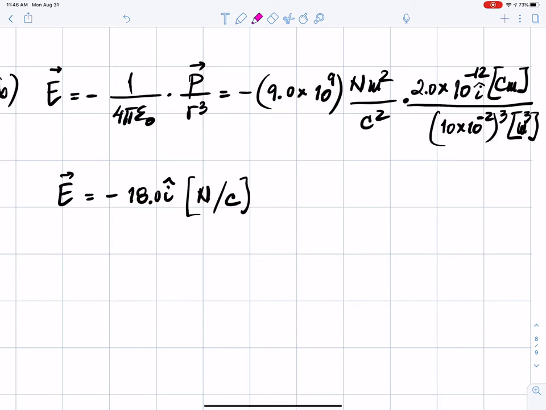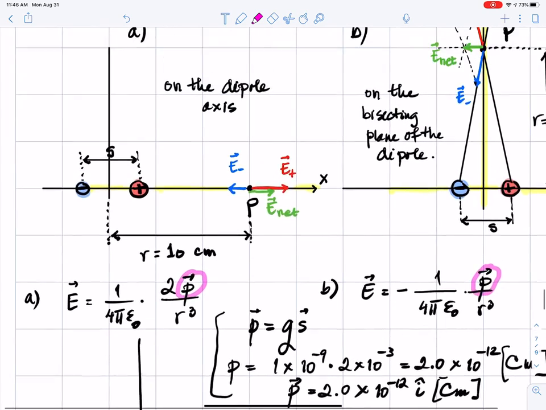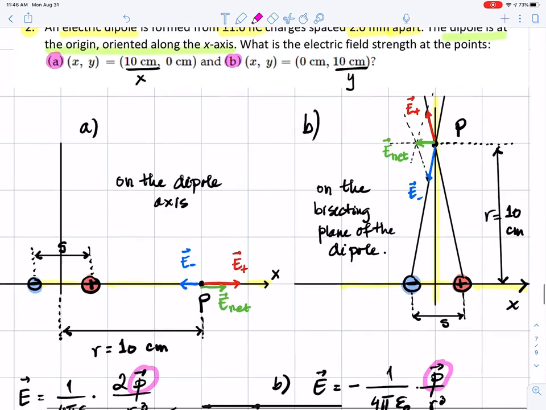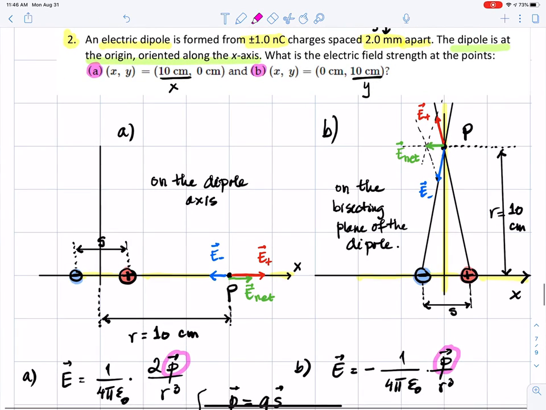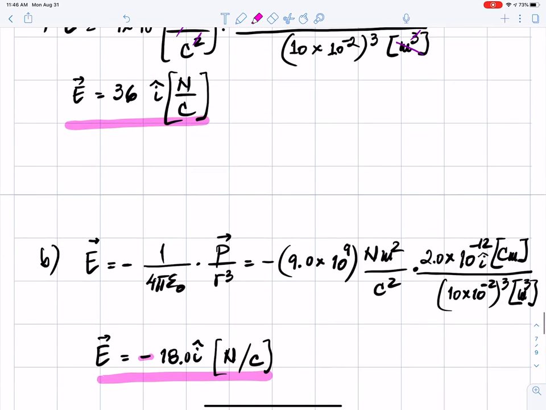All right. So the field strength at this point is essentially 18, but the negative sign shows the direction, which shows you that it's oriented towards the negative part of the x-axis. It is parallel and in the negative direction. All right, and that's it for this problem.